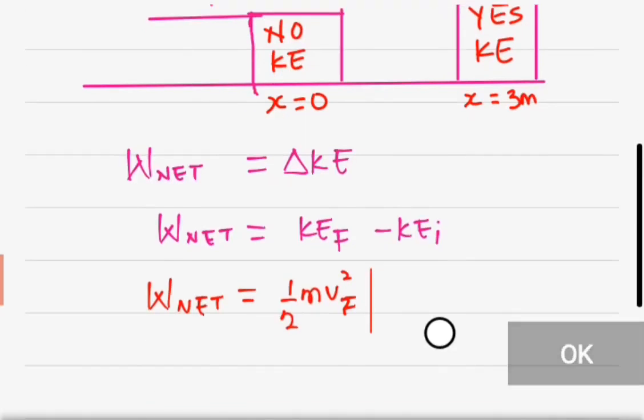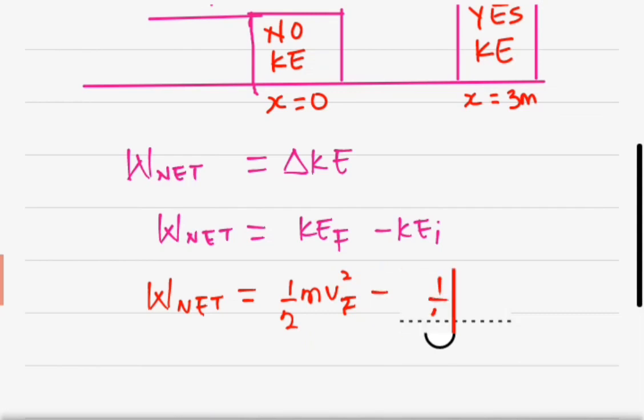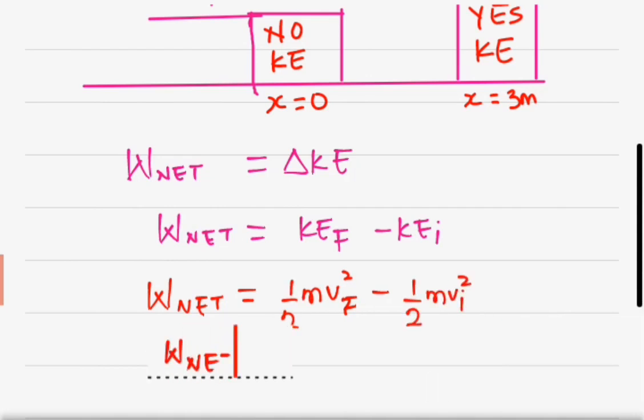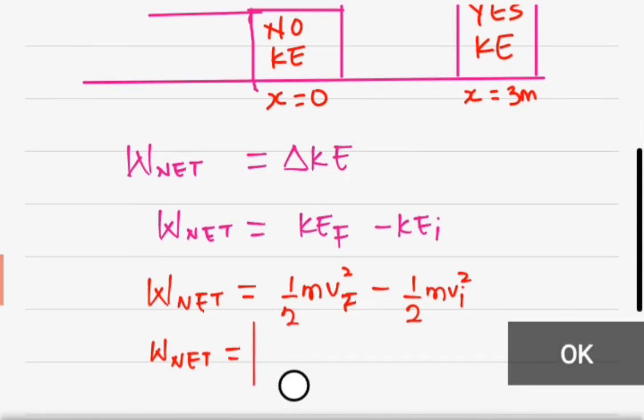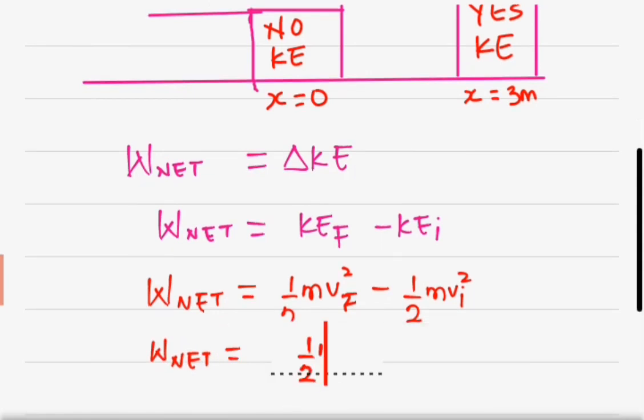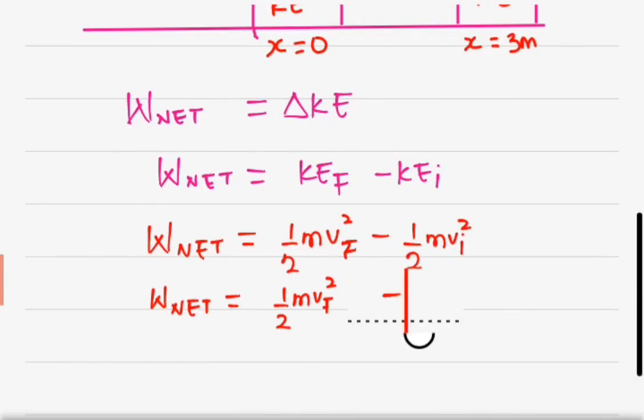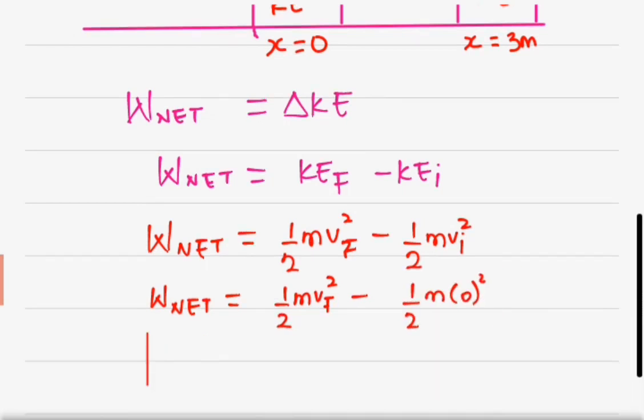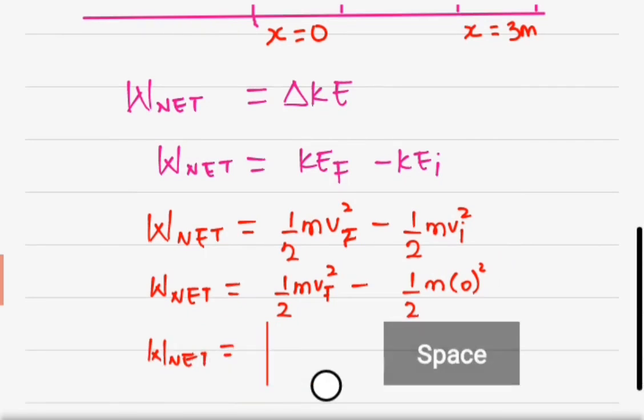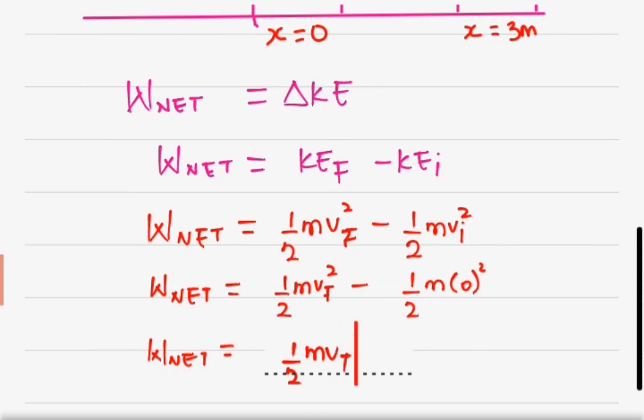squared minus 1/2 mv initial squared. Okay, so therefore our net work is going to equal 1/2 mv final squared minus 1/2 m, where the initial velocity is 0. So that's going to equal 1/2 mv final squared minus 0.